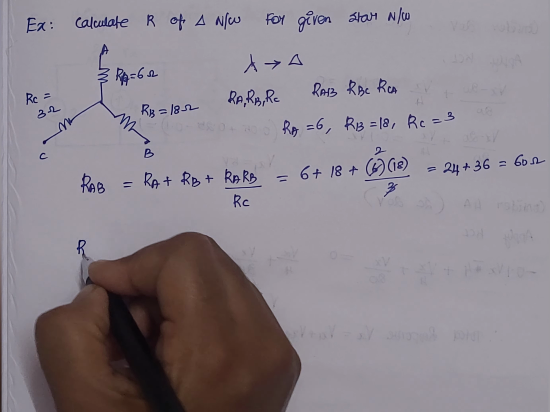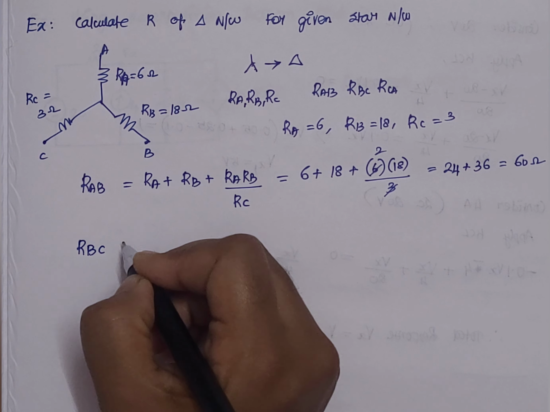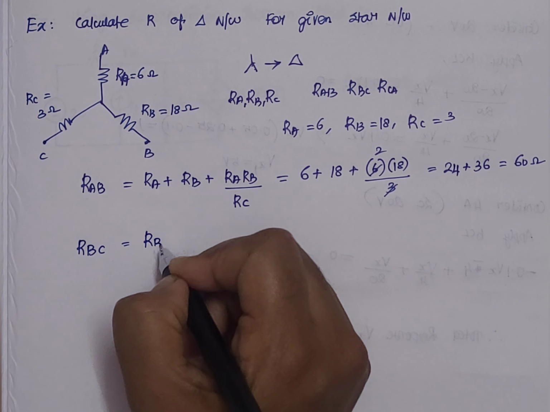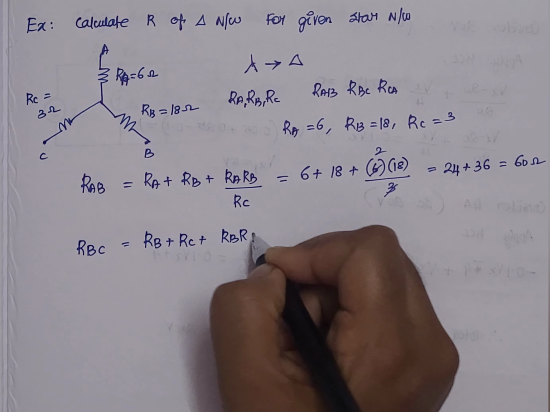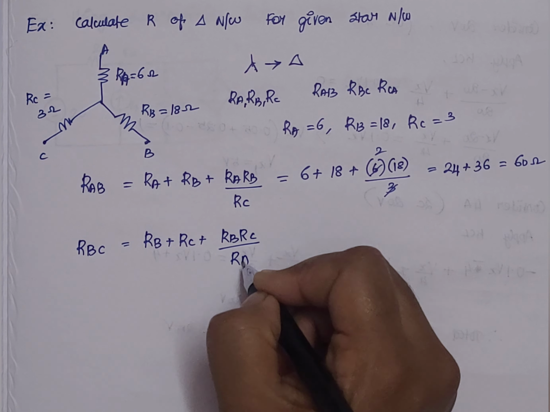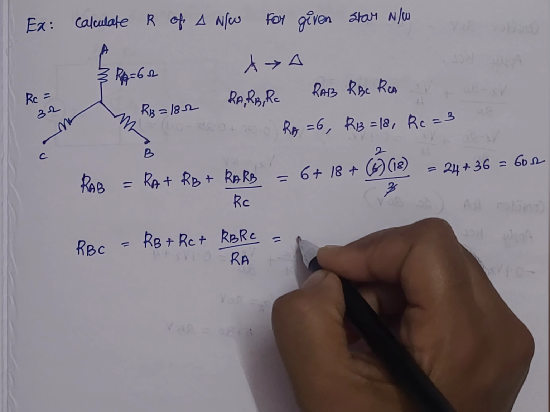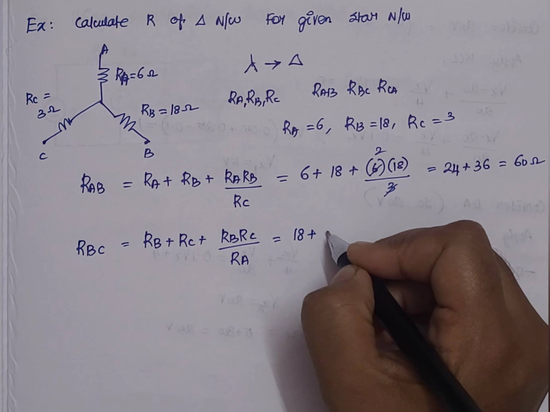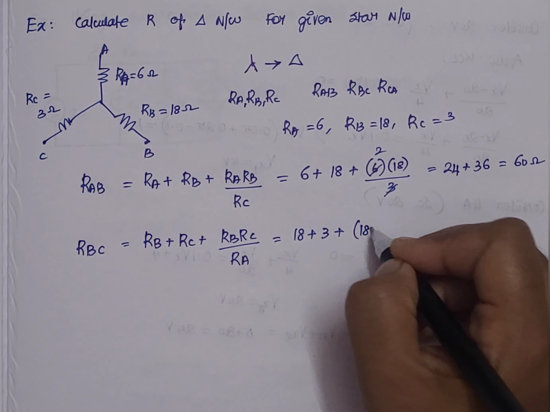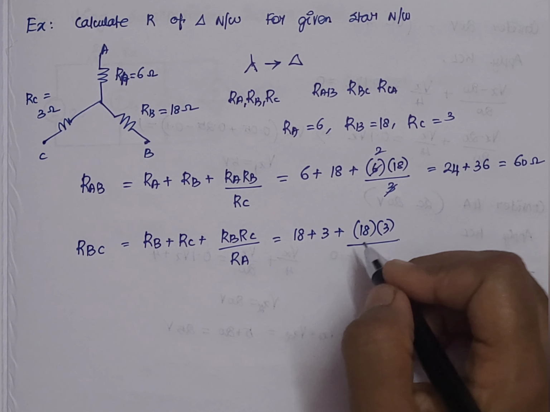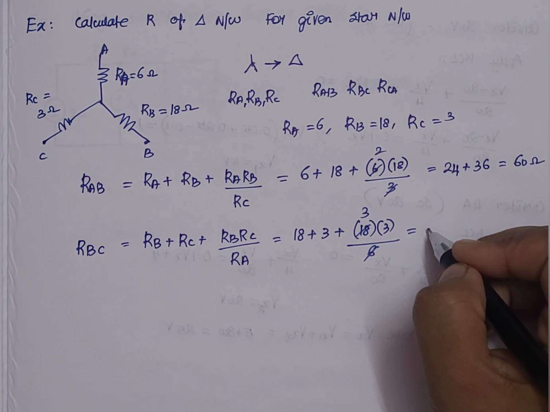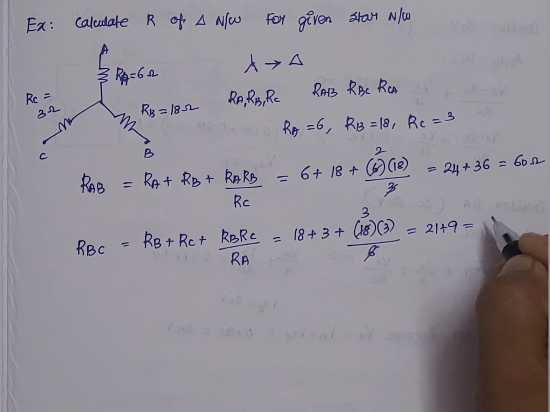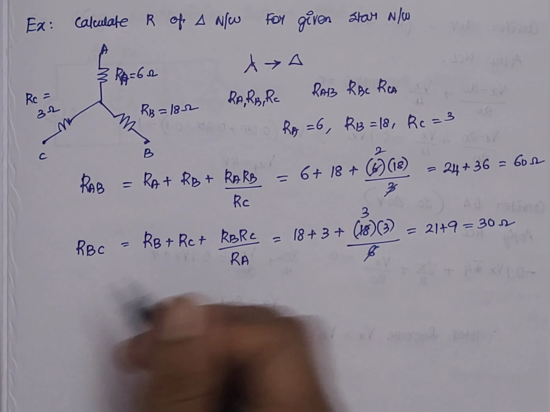Next, similarly, we can calculate the value for RBC, which is equal to RB plus RC plus RB into RC divided by RA, which is equal to RB is 18, RC is 3 plus 18 into 3 divided by RA is 6. So 6 3s are 18. So we will get 21 plus 9, which is equal to 30 ohms.